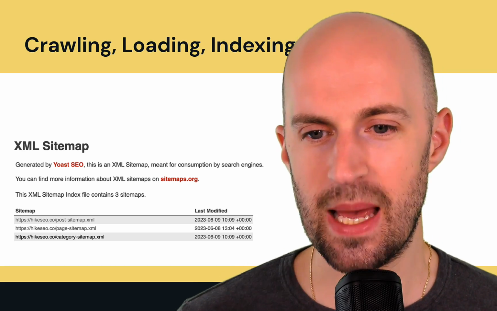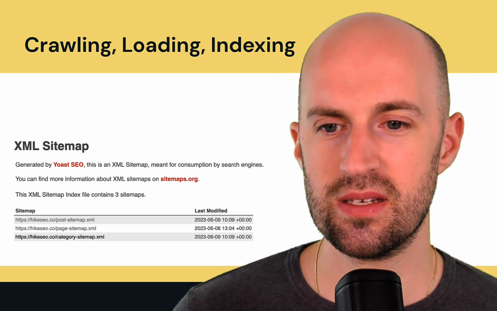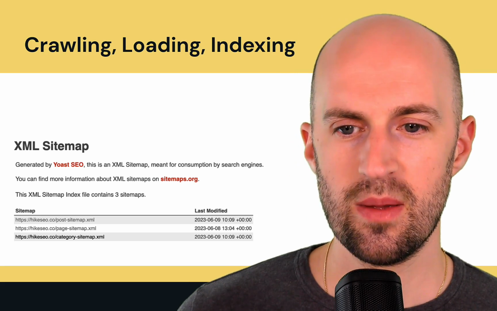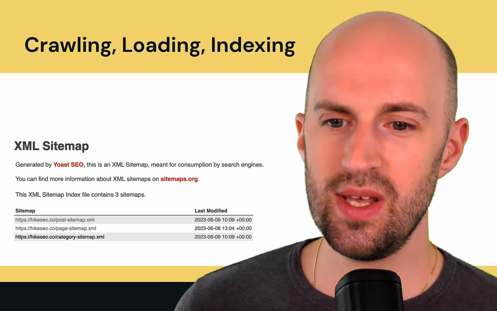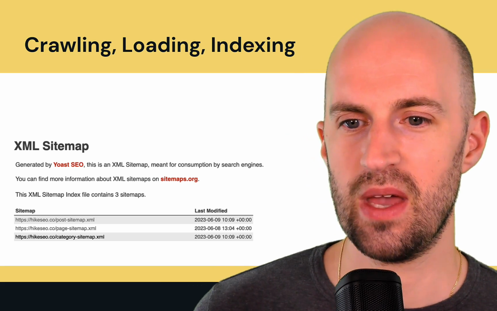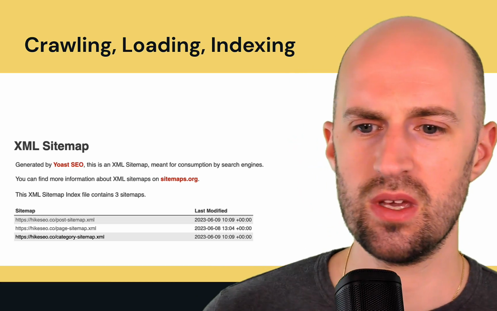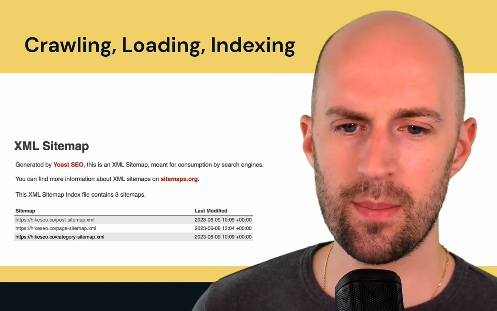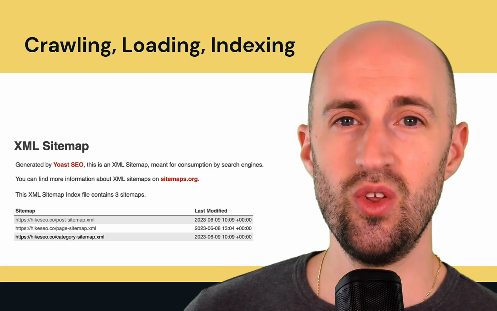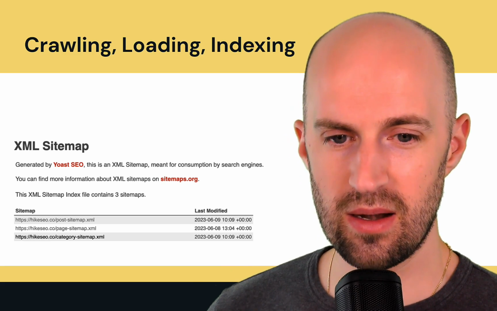Here's an example on WordPress using the Yoast plugin. There are 3 sitemaps in the XML sitemap index file. You've got the post sitemap, the page sitemap, and the category sitemap. And when you click into each one, you can see all the pages that are listed there.